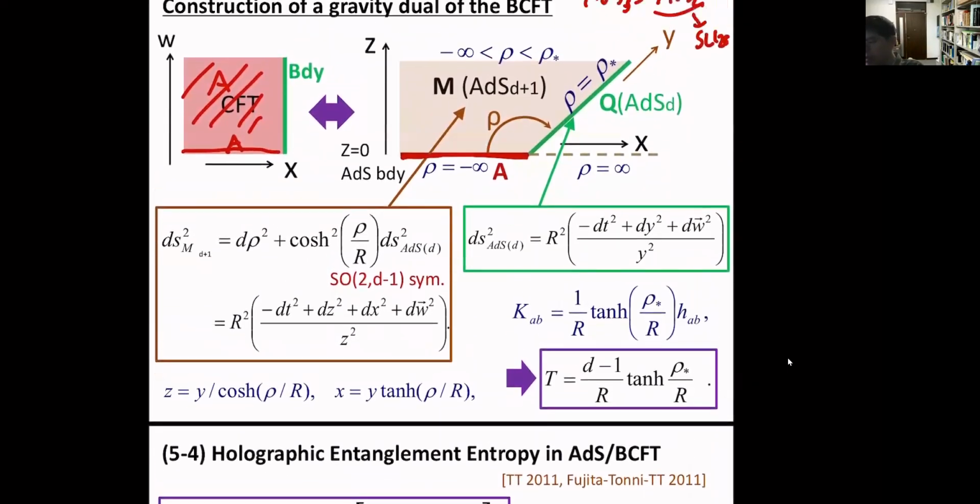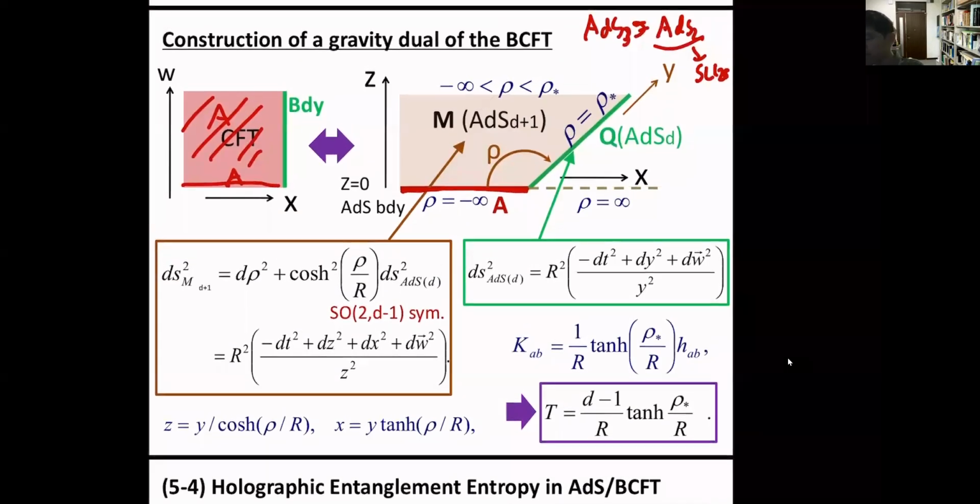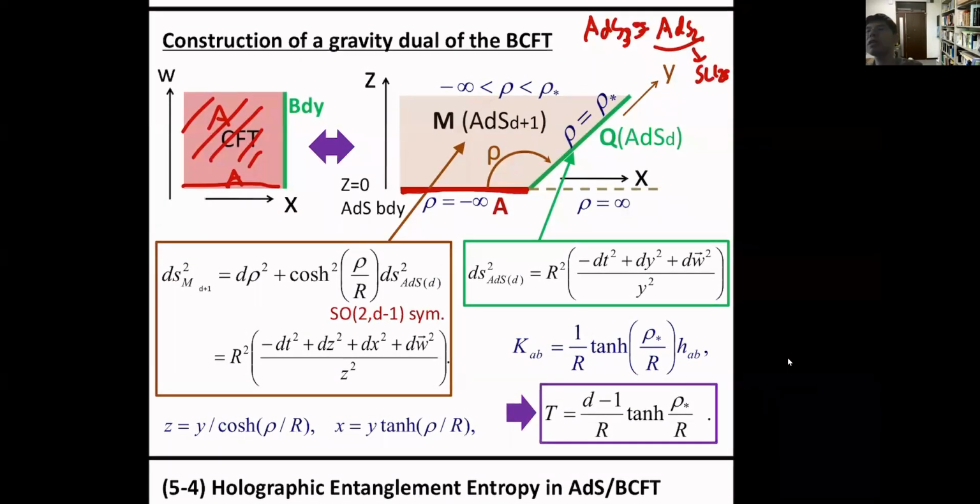Okay, so this is a basic example of AdS/BCFT, and I already gave the basic construction of AdS/BCFT. I hope you have some feeling for how to do this. And now we would like to move on to entanglement entropy, which is also the main topic of these lectures. So what about holographic entanglement entropy, right?